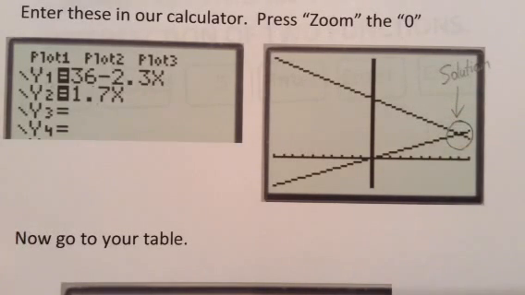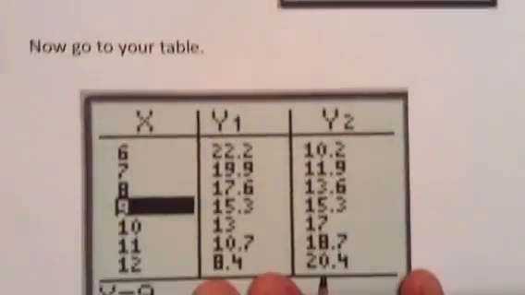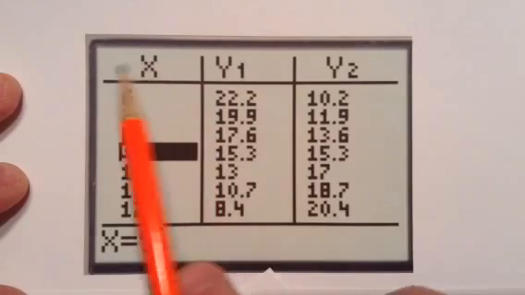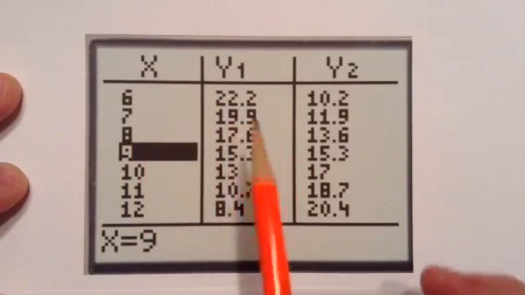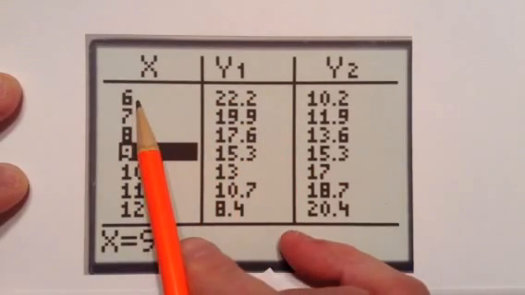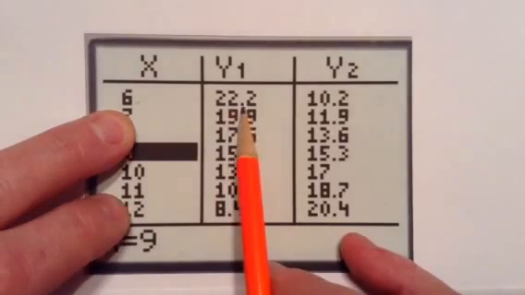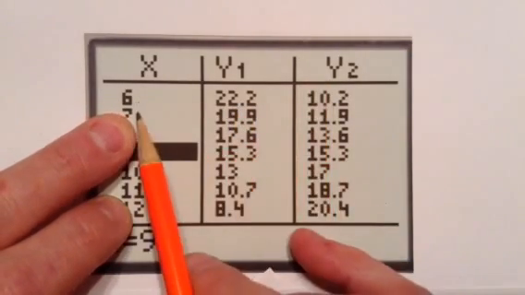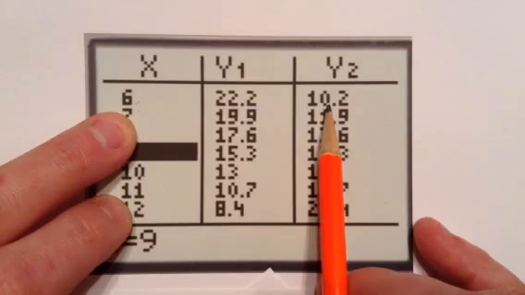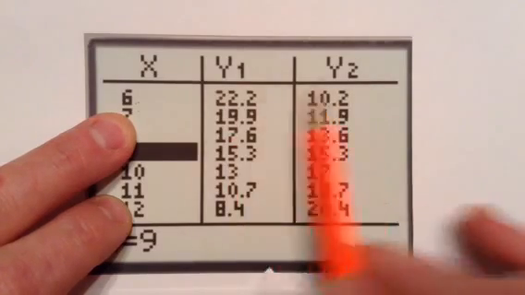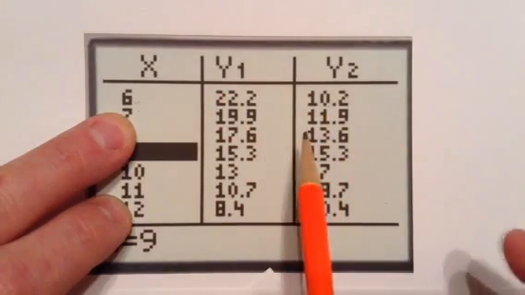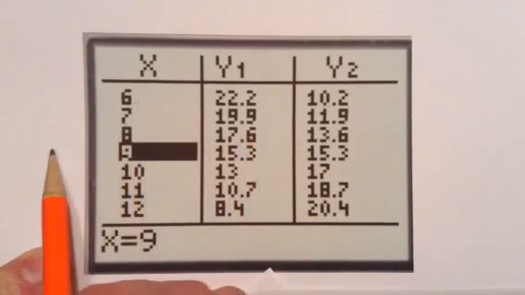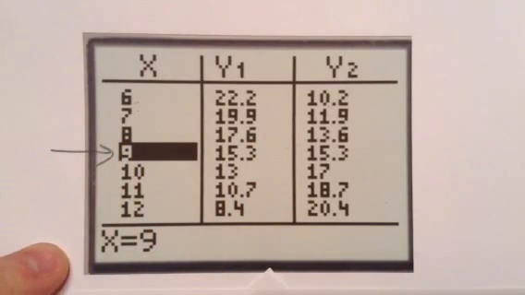So now, here's where the good stuff comes in. Now if you go to your table, remember, when you look at a screen like this, you're looking at two ordered pairs. This first one right here is 6, 22.2, and then the other ordered pair is going to be 6, 10.2. So you have two ordered pairs. You got to know how to read this table, okay? But here is the gold right here.